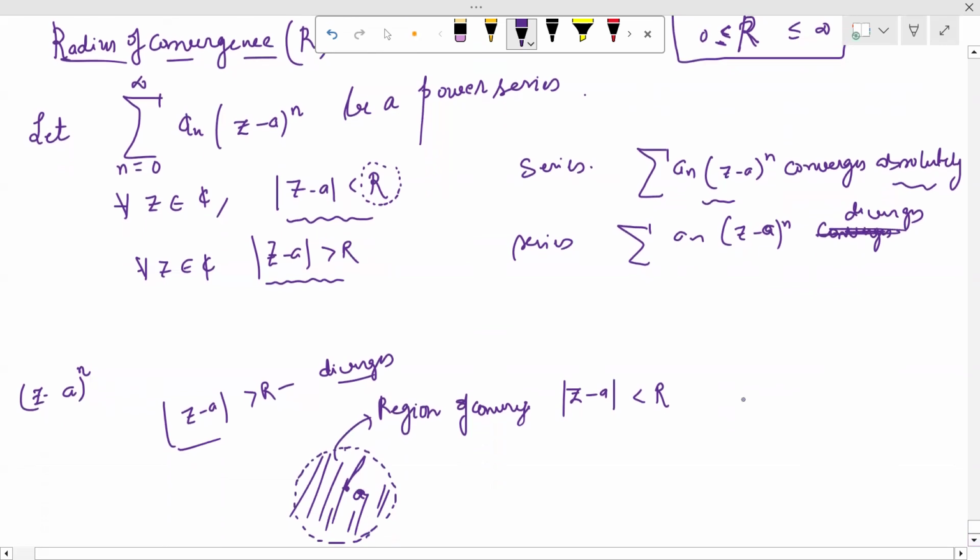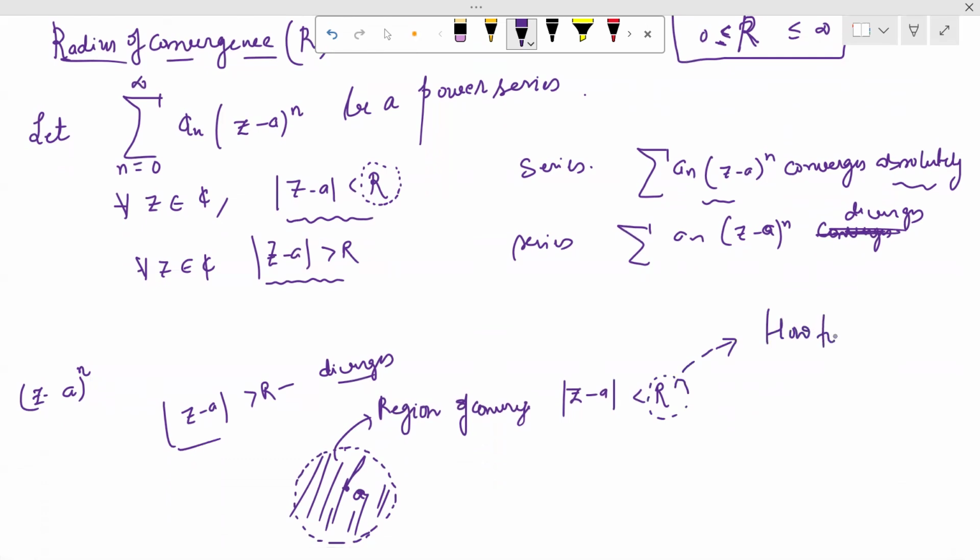Now the question arises, how to find this r? So we'll have some formula, don't worry, to find this r. But I hope it is clear.